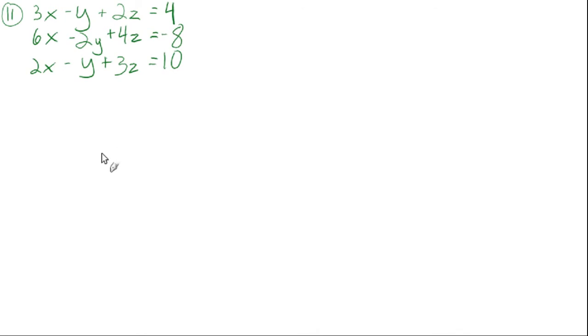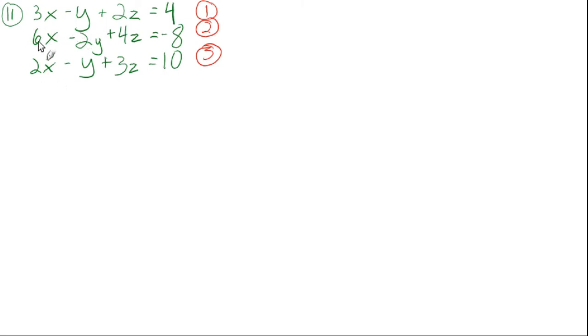Anyway, there you go. So number 11, we're going to, again, label each of the equations 1, 2, and 3. And again, we're going to find a variable, eliminate it, get rid of it, and do that 2 different times, so that now we have a new system of equations that's 2 equations and 2 unknowns. So we can choose x, y, or z. It doesn't matter.